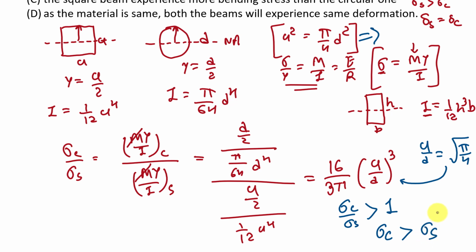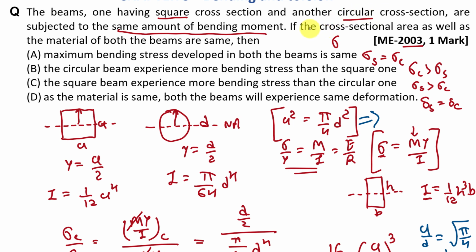Fine. And from here we can say that the value of maximum bending stress in the beam having circular cross section will be more than the value of maximum bending stress in the beam having square cross section. So here our answer will be option B. The circular beam experiences more bending stress than the square one. Fine. And this question is for 1 mark.